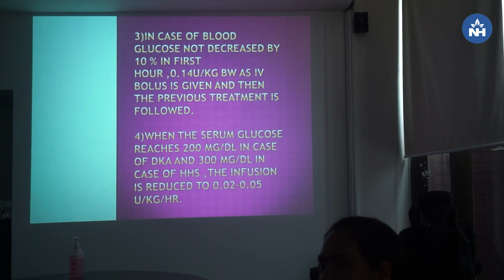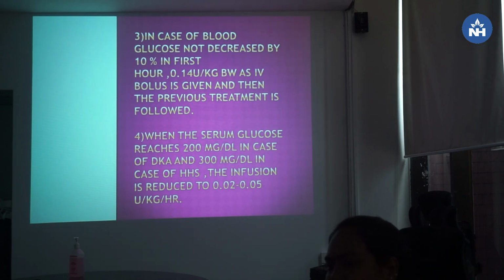You have to understand, 10 units per hour is how many units in 24 hours? 240 units. This is what happens in exams. I'm not taking your exam, I'm just trying to make you understand. So 240 units of insulin in 24 hours is a lot of insulin.